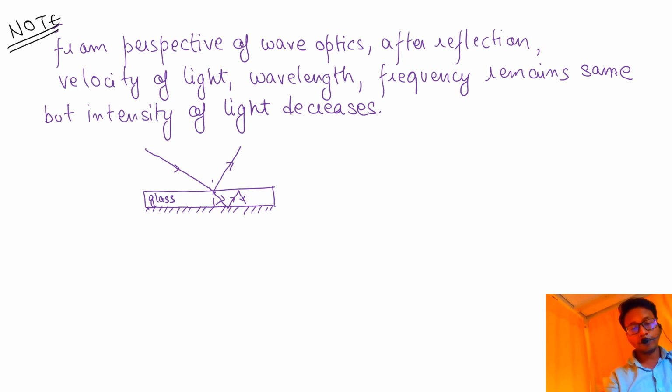So this amount of light is getting lost out here, no? So I can simply say the intensity of the reflected ray is much lesser than the intensity of the incident ray, because some amount of the ray is lost here. That's why the intensity of the reflected ray decreases, whereas the velocity, wavelength, and frequency remain the same as the incident ray. Understood?